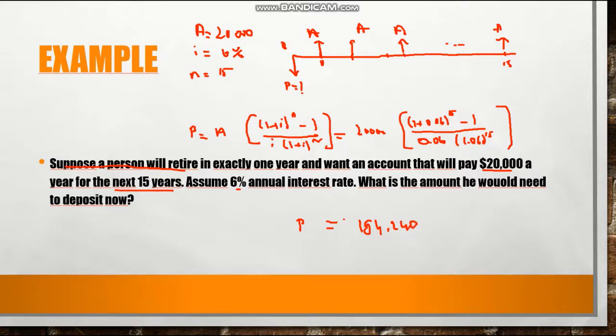$194,240. So he needs to pay, this is dollars, okay. He needs to pay around $200,000 right now in order to earn $20,000 for the next 15 years at 6%, if the bank is giving a 6% annual interest rate. So we are done for this week.